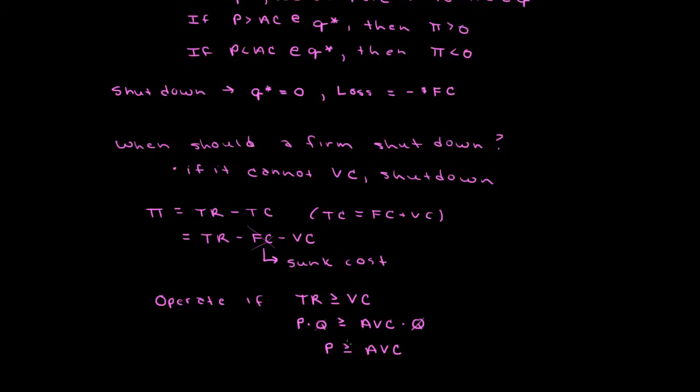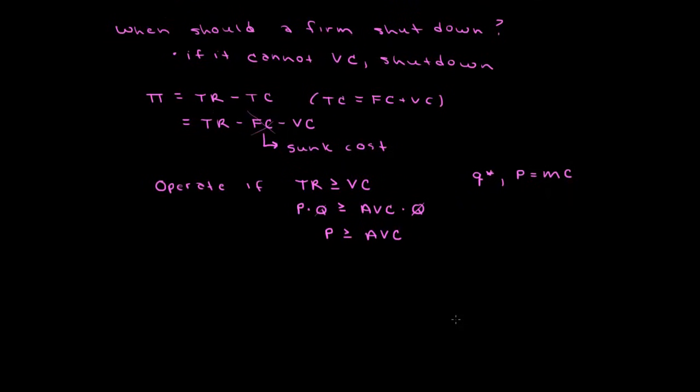If you choose to operate, if you choose to produce that quantity Q star, which is chosen by looking to see where price equals marginal cost, you should only choose to do that because at that quantity, the market price is at least enough to cover your average variable cost of production at that quantity. Otherwise, your best decision is to shut down.